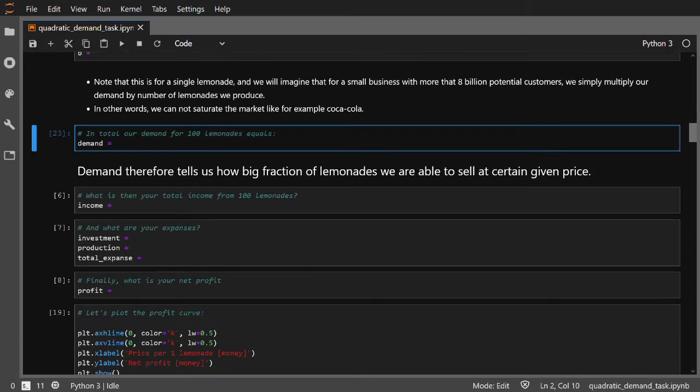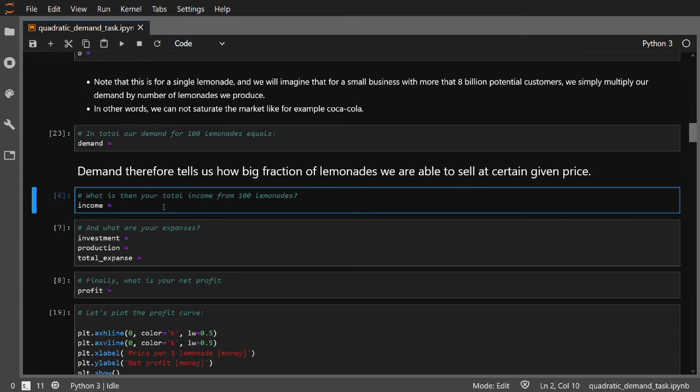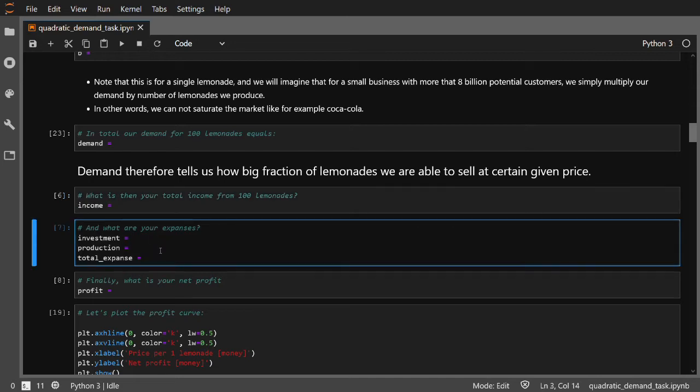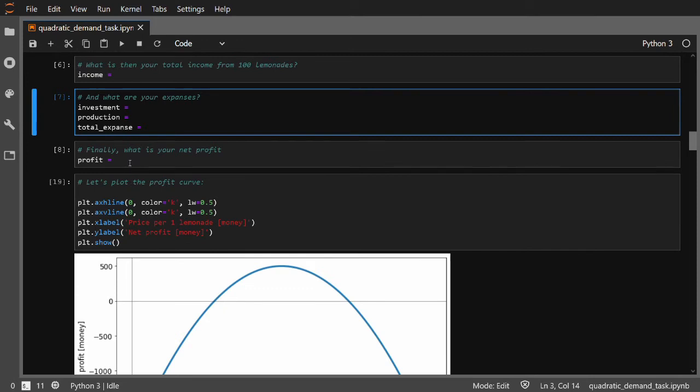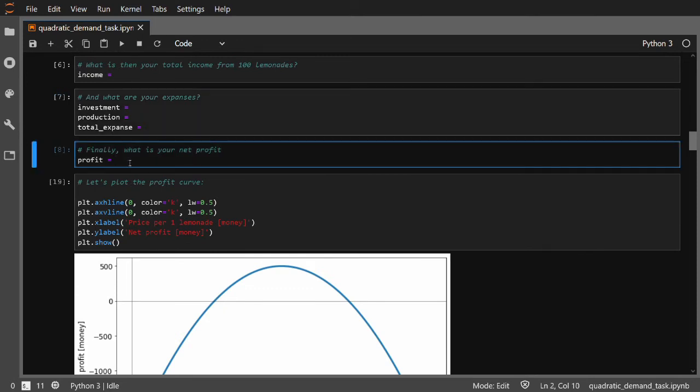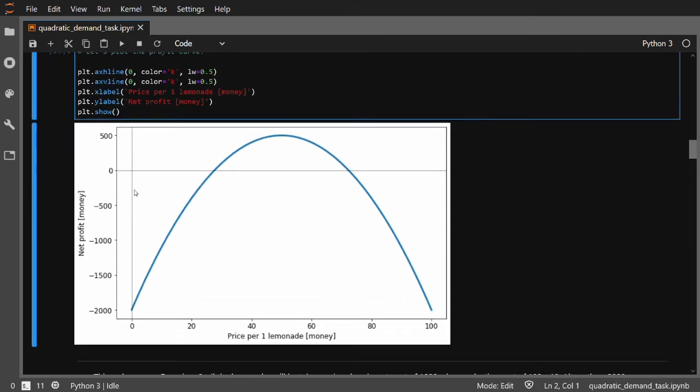Then we can already calculate our demand for 100 lemonades. After demand, we know how to calculate the income. So that is how much money we are going to receive. Our expenses are the investment and production cost. And finally, profit is income minus expenses. After that, we have a profit, we can plot it. So there is a plotting part.